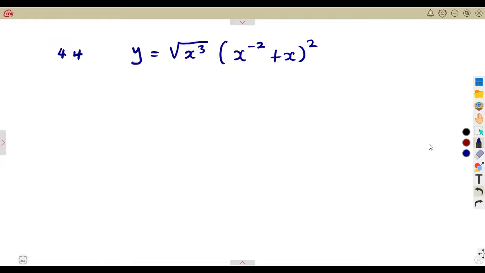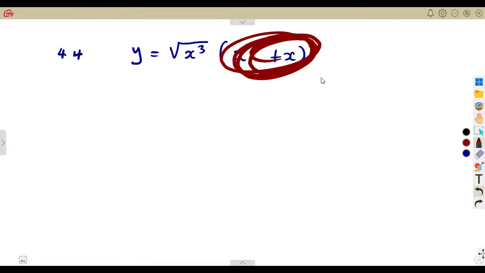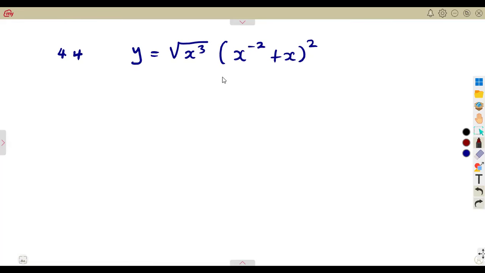Let's consider expansion of the brackets here. Expand the brackets, one bracket to another one. The square root of x to the exponent of 3. What does it mean? Remember, when x is written under the square root like this, maybe we're given the square root of x, this is x to the exponent of a half.